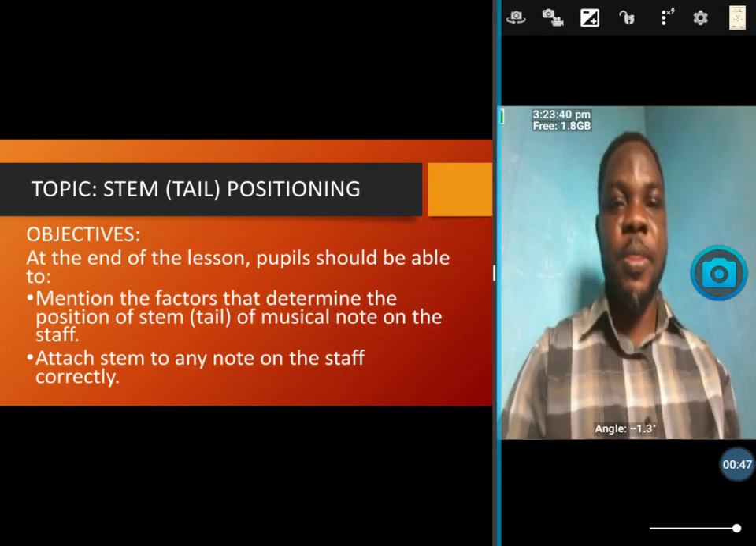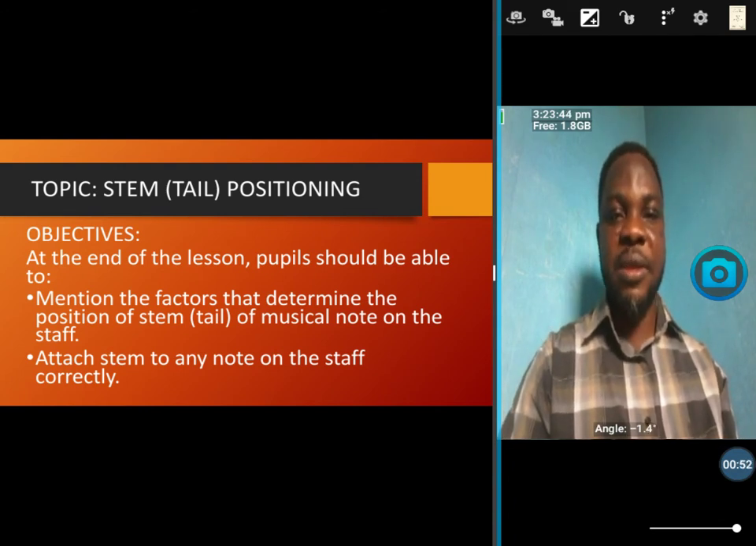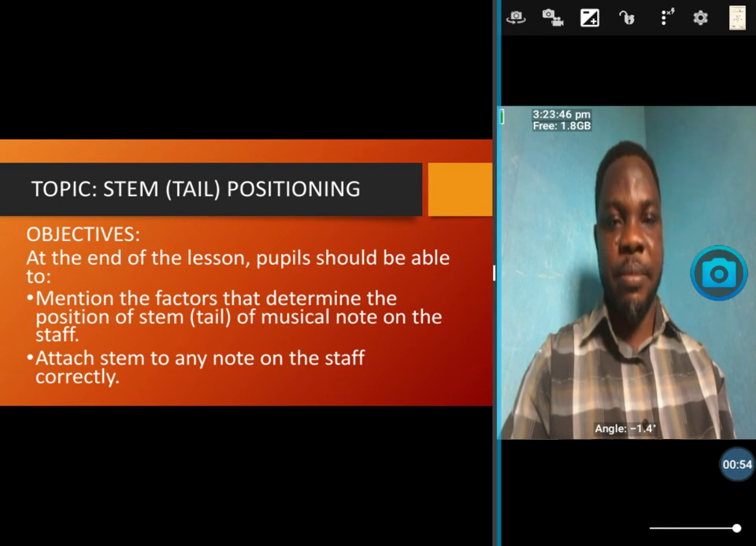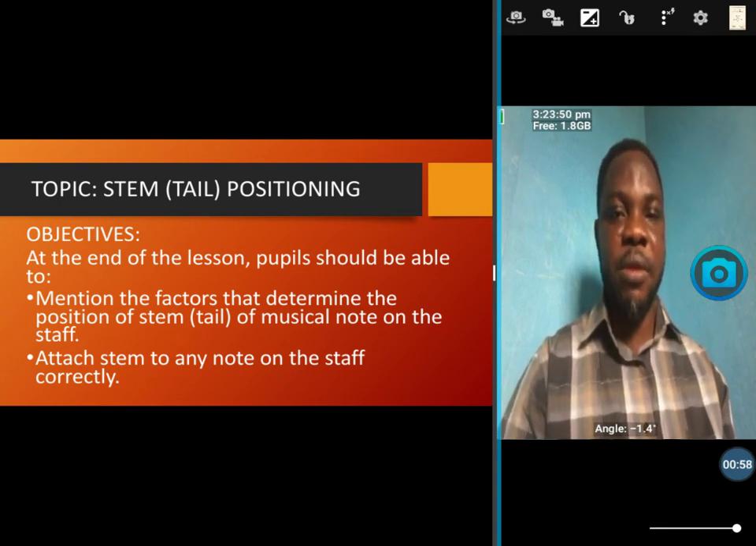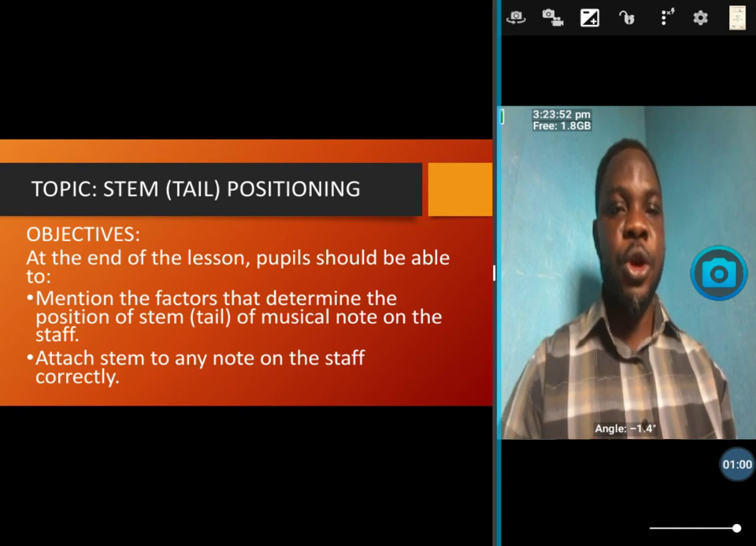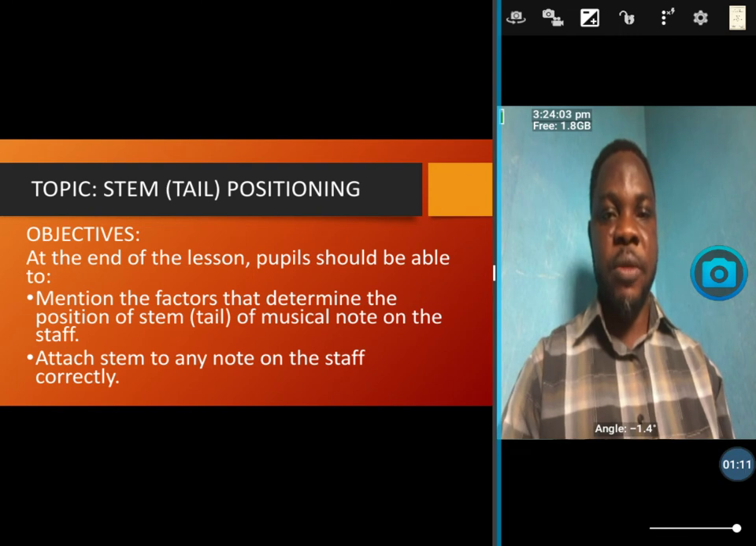All right, here we go. At the end of the lesson, pupils should be able to mention the factors that determine the position of stem, tail in bracket, of musical notes on the staff. That is, at the end of this lesson, you should be able to know when does the stem of a musical note go upward and when does it go downward?